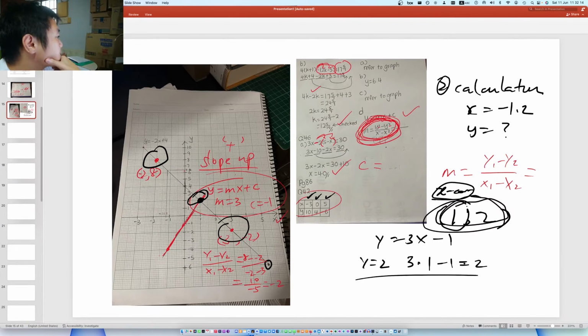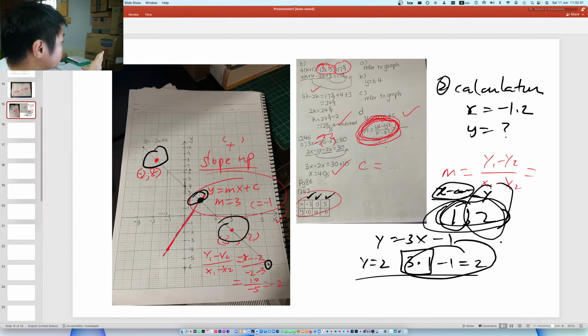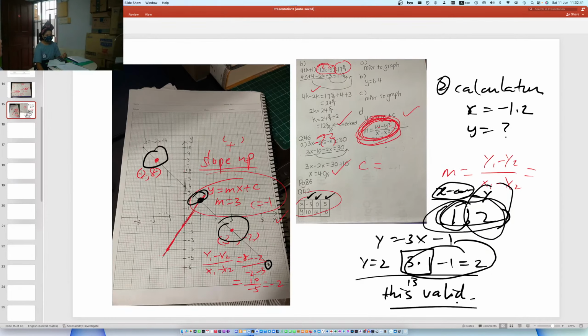Replace 3x with 3 times 1. Okay, so you replace it here. Minus 1, that will give you what? That will give you 2. Okay, and then y equals 2, so the y coordinate here is equal to 2. So therefore this is valid. So if it's valid, then it's correct.